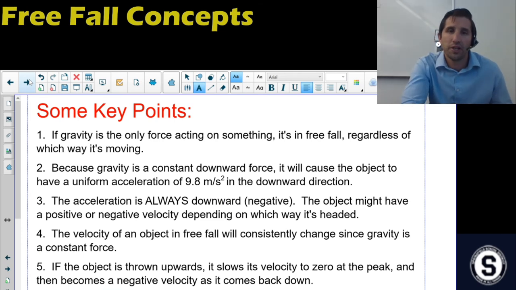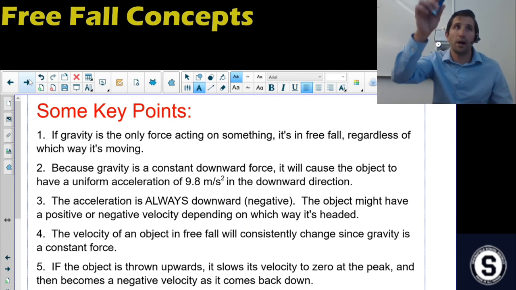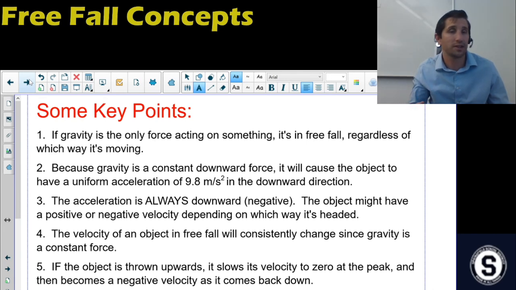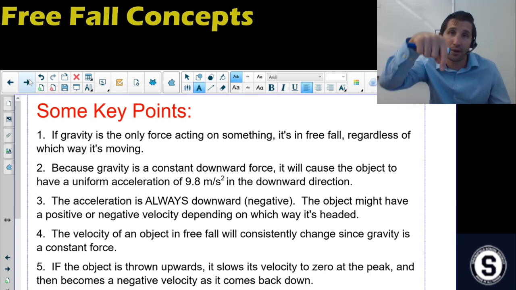Next, the acceleration is always downwards. And because we call upward positive, that means the acceleration is negative. The object might have a positive or negative velocity depending on which way it's headed. Remember, which way the object is actually moving tells us what its velocity is, not what its acceleration is. So if it's headed upwards, it's got a positive velocity. If it's headed downwards, it has a negative velocity. If it's at rest, it has zero velocity. But if it's in free fall, its acceleration is downward the whole time.